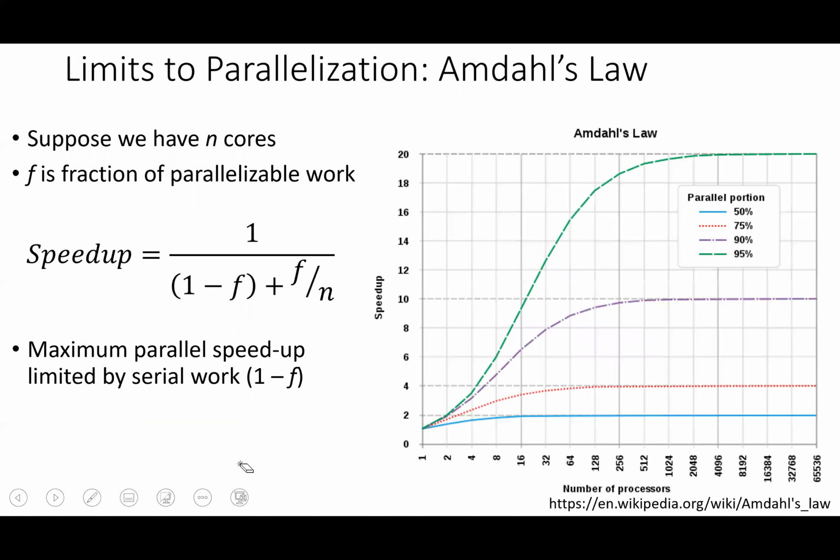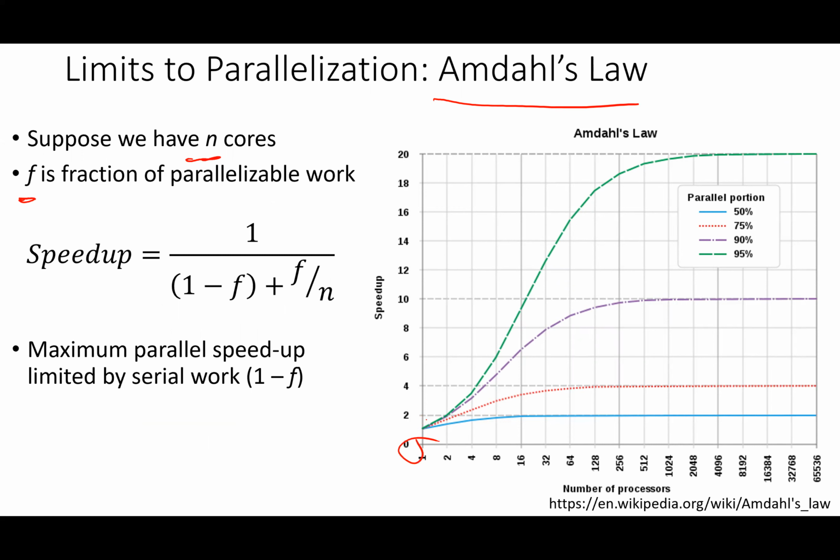Okay, last, I think I'm almost done here. You have to realize that also the speed up is limited by any remaining serial code. So there's a famous law called Amdahl's law, after Gene Amdahl, a mainframe pioneer. Let's say we have n cores, and F is the fraction of work that can be parallelized. So this shows what the speed up would be as you increase the number of cores.